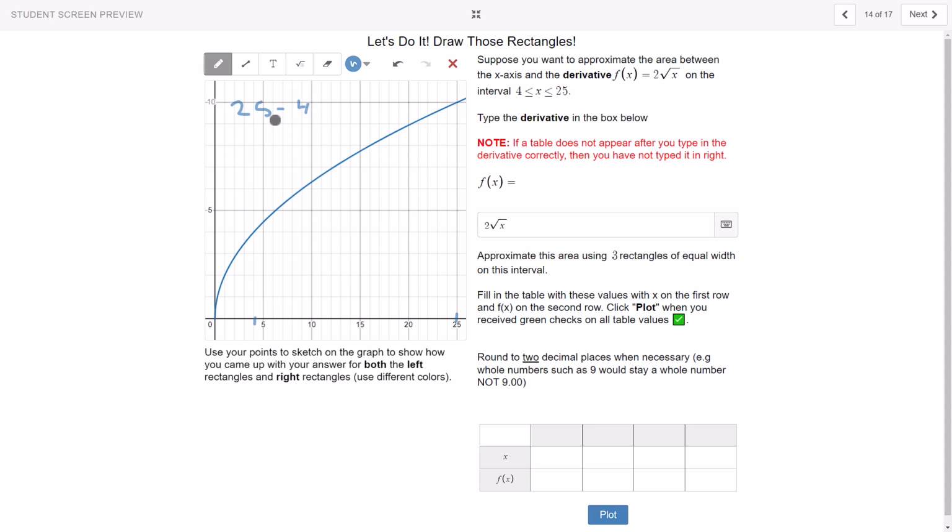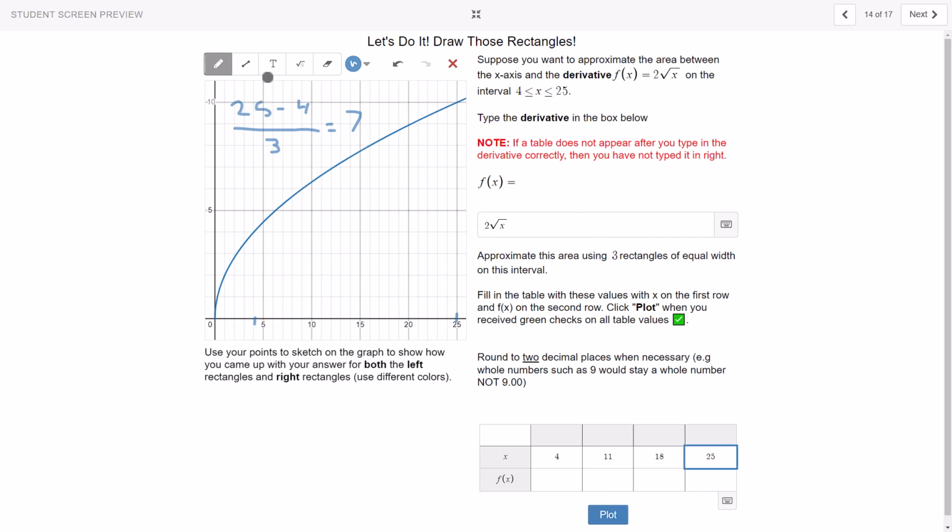Sorry, I'm drawing with a mouse. And then how many rectangles do you want? It said 3. I don't need a calculator: 25 minus 4 is 21, divided by 3 is 7. So this tells me the jump is going to be by 7s. I start at 4, I add 7, I add 7, and I add 7, and you should get the last value in your interval.